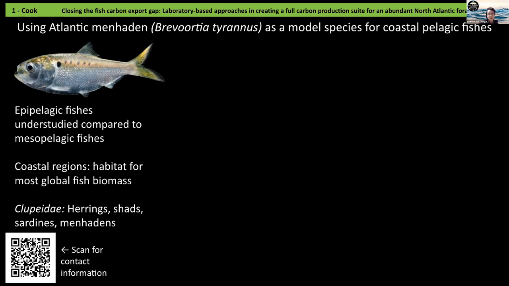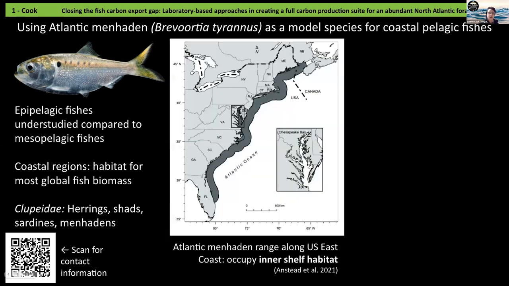So I'm using Atlantic menhaden, which is a part of a very large taxonomic group of forage fishes, the clupeids. They are occupying the US East Coast and the inner shelf habitat.